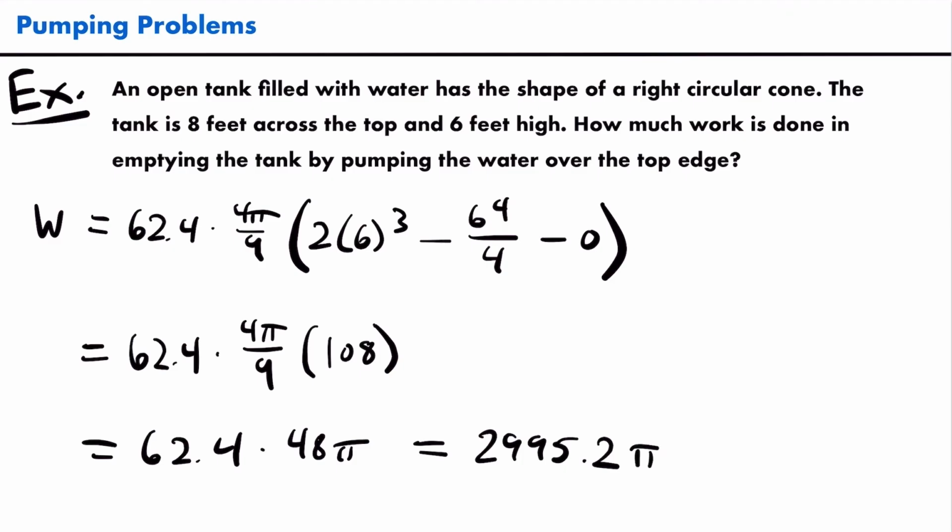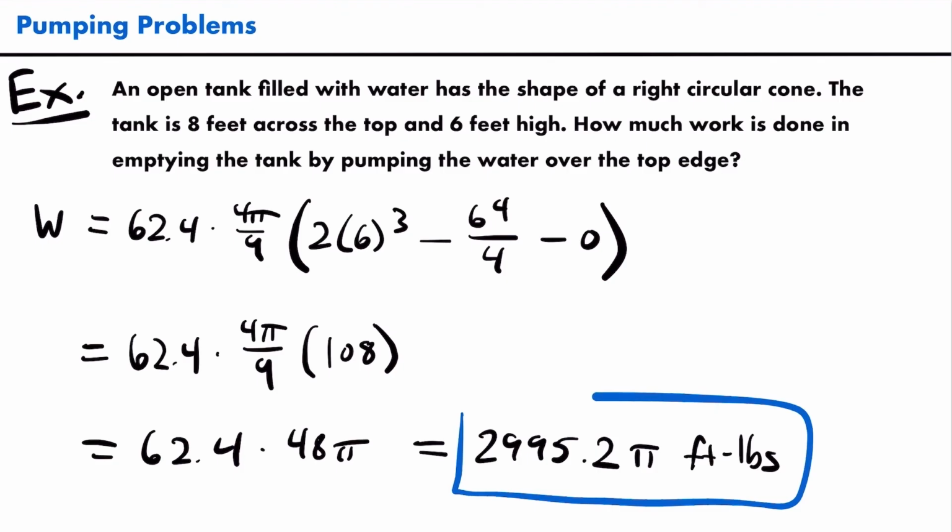All right, and so this is the work done by pumping the water over the top edge of the tank in this problem. We just need to remember our units of foot-pounds, since we were working in terms of feet, and our weight density of water in terms of pounds per cubic foot, and so that is our final answer for the work in this problem. If you multiplied pi times 2,995.2, you can have another answer of 9,409.7 foot-pounds, but either answer is correct. I usually choose to just leave the pi there rather than multiply it through so that I have a nicer answer.